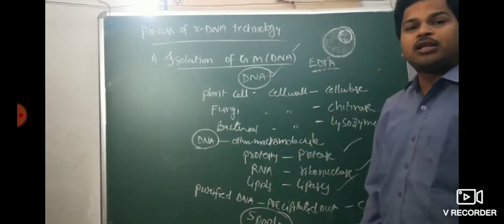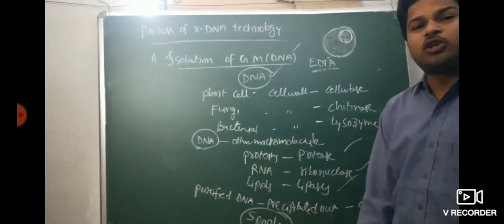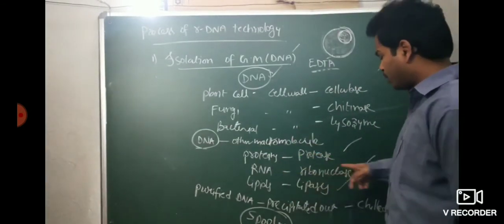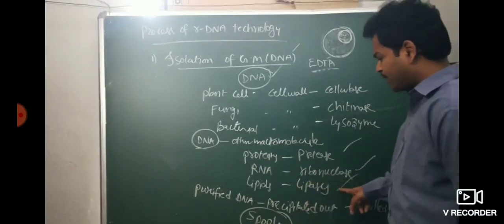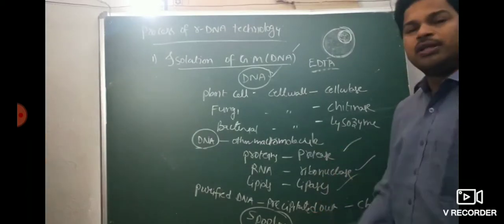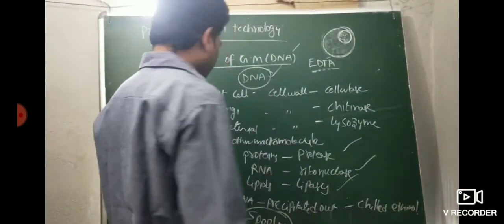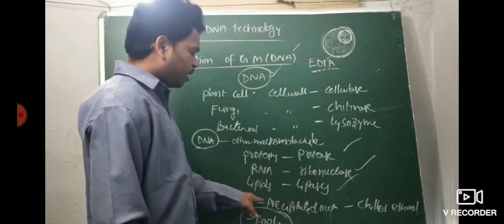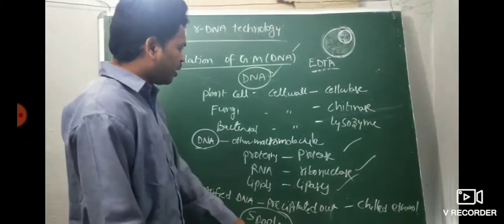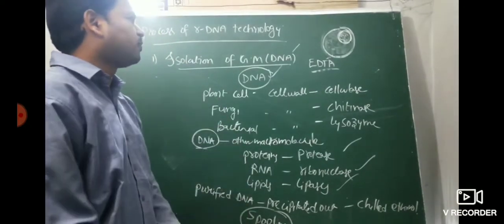When DNA and other macromolecules are released after the cell wall is broken, these other macromolecules are also removed by appropriate treatment. Proteins are removed by proteases, RNA by ribonucleases, lipids by lipases. Then purified DNA precipitates out when chilled ethanol is added. The DNA threads are separated by a technique called DNA spooling. This is the first step, isolation of genetic material.